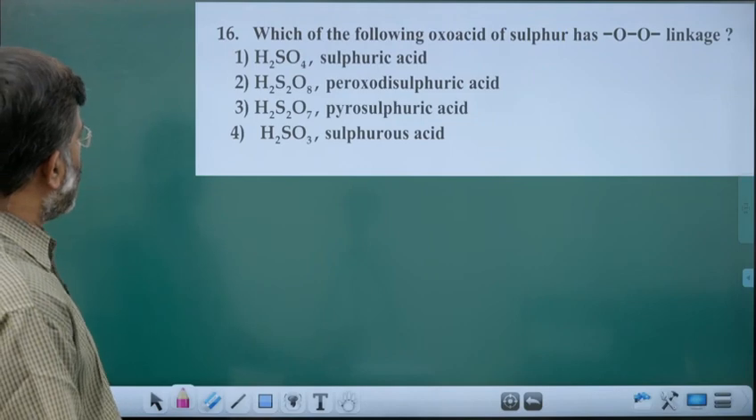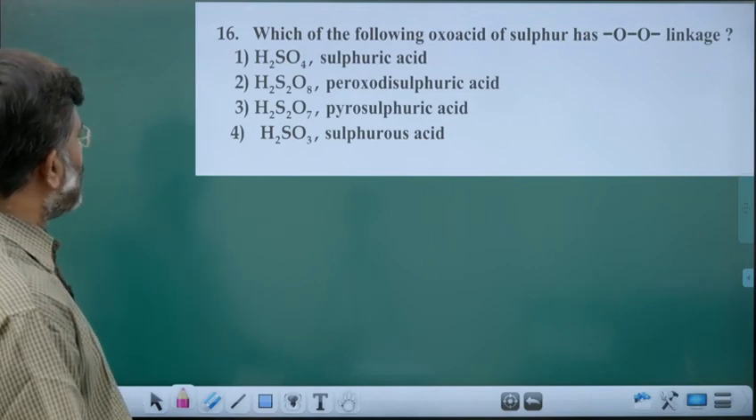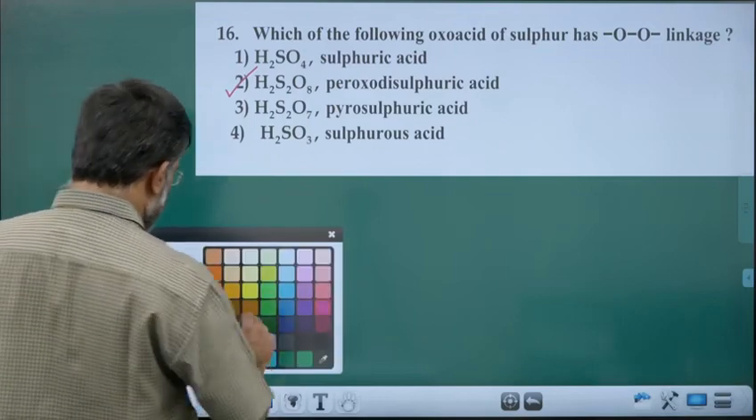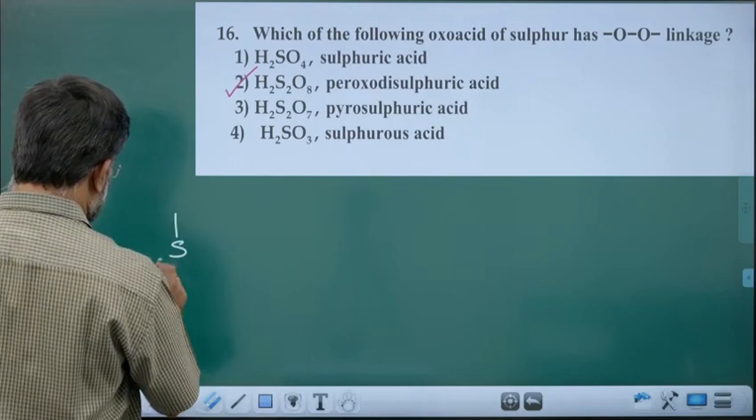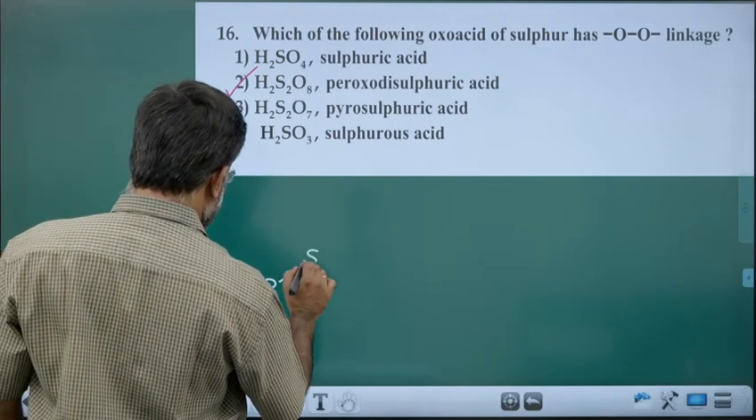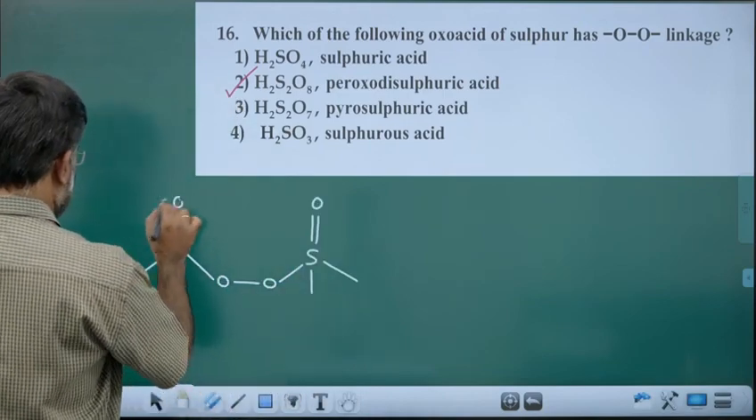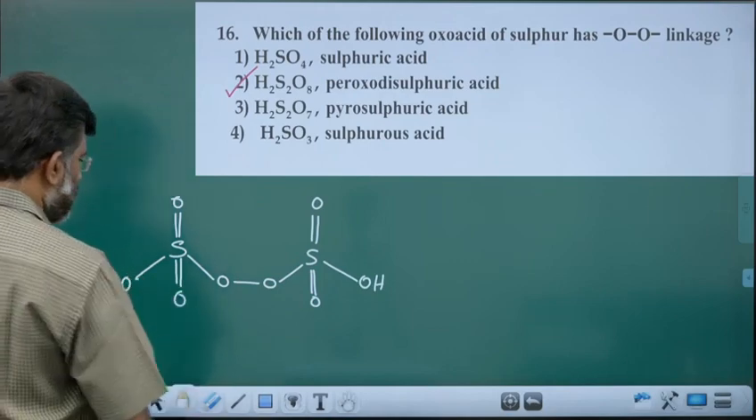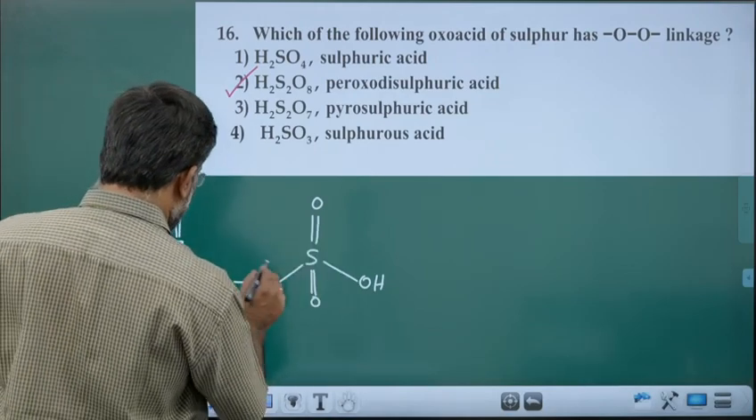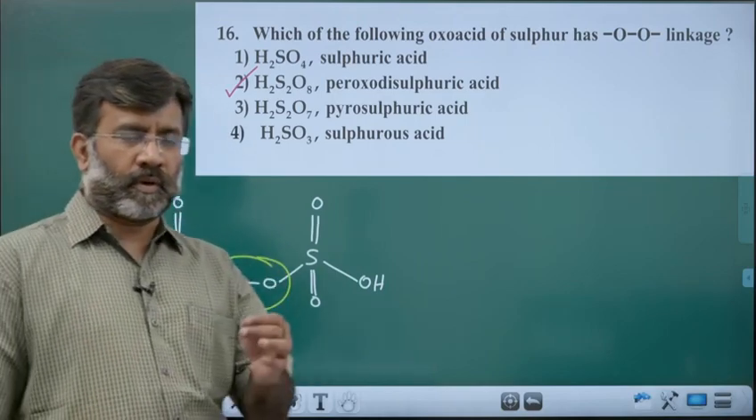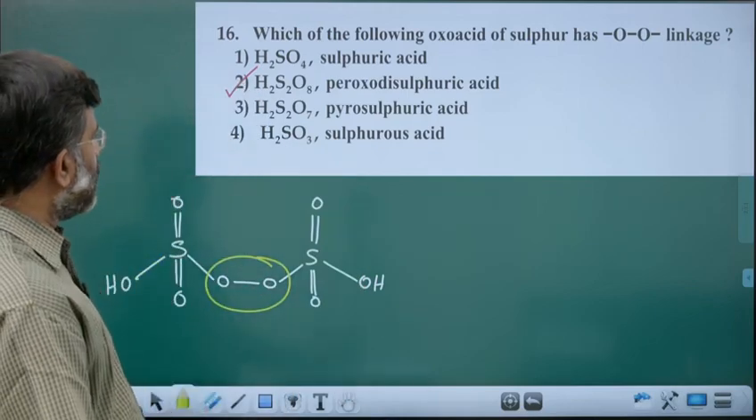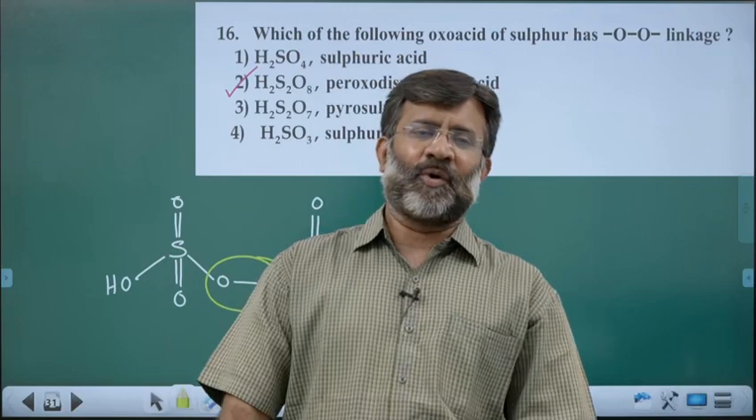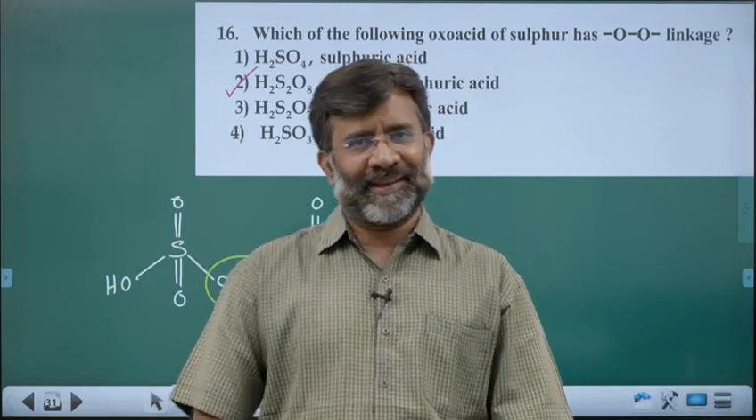Which contains OO linkage? This is the molecule which I asked you to check earlier, and it is peroxodisulfuric acid. There is an OO linkage in peroxodisulfuric acid, and the answer is the second choice. You may kindly verify the other options also, whether there is an OO linkage present or not. There is not. Okay. Next question.